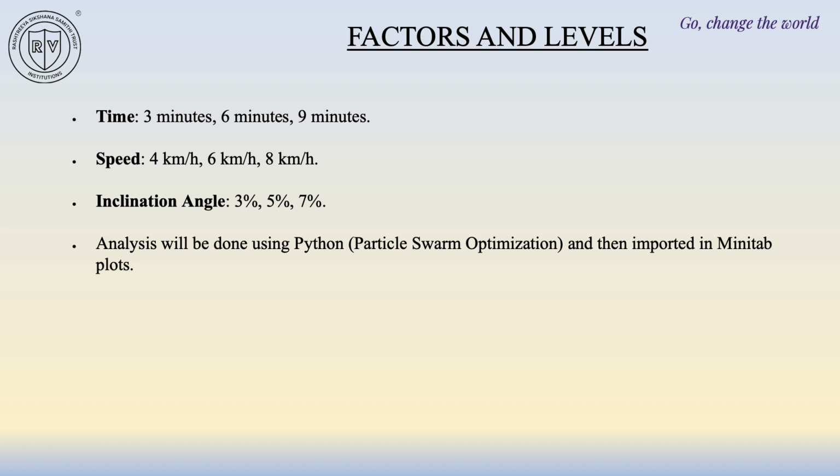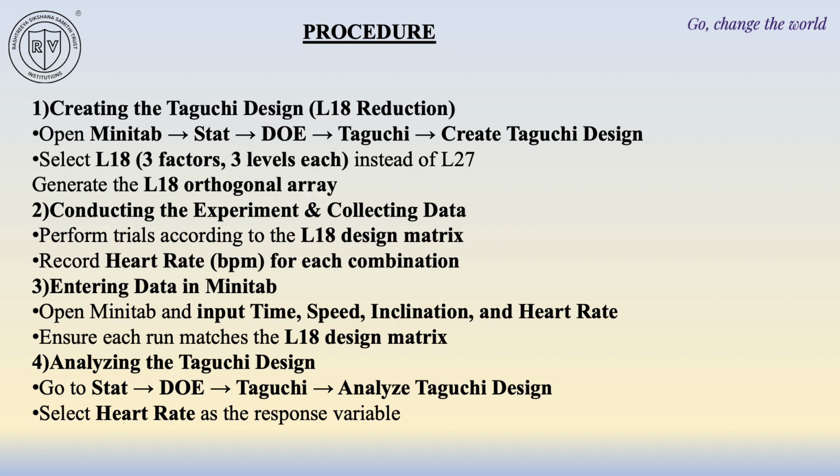I'll select these factors and obtain the data from Minitab. I'll analyze the results using Python and then observe the interactions by generating interaction plots and contour plots. So this is the procedure. As I said, I'll create a Taguchi design, an L18 reduction, which means from L27 I'm reducing to L18 to select meaningful experiments. First we'll open Minitab and go to Stat, DOE, which means design of experiments.